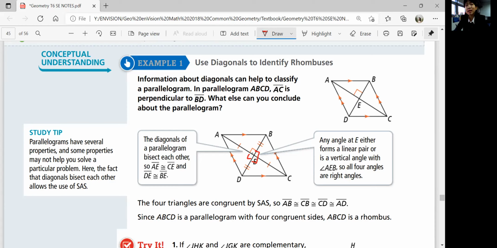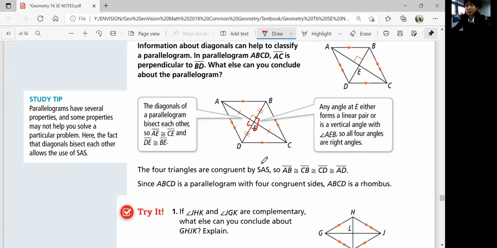And by CPCTC, you can say that all sides are congruent because they're corresponding sides. All the hypotenuses are congruent, so you can say it's a rhombus. You can't say the angles are right angles at the vertices, so you don't know if it's a rectangle. It's actually not a rectangle. So all you can say here is that the parallelogram has four congruent sides, so it's a rhombus.